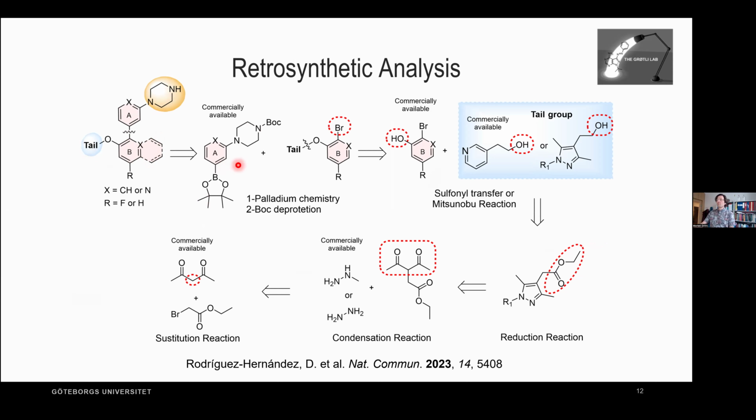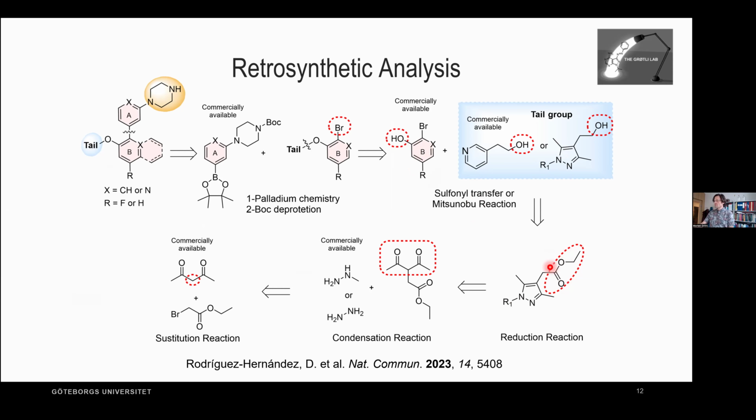We could couple that together with a compound like this that will be the B core. So that will be palladium chemistry and some protection group chemistry. We could introduce the tail group onto this phenol, for instance, with a sulfonyl transfer or a Mitsunobu reaction. We could make the alcohols that we have up here in the tail group from the ester shown down here. So that would be a reduction.